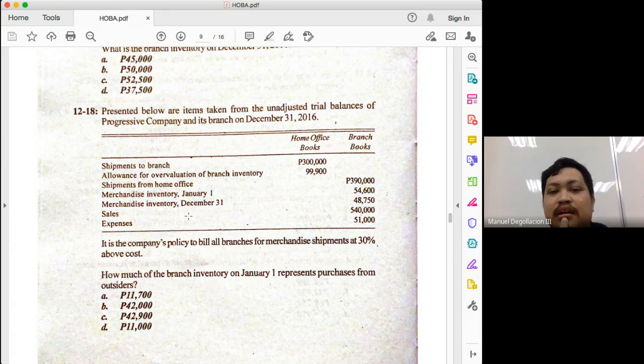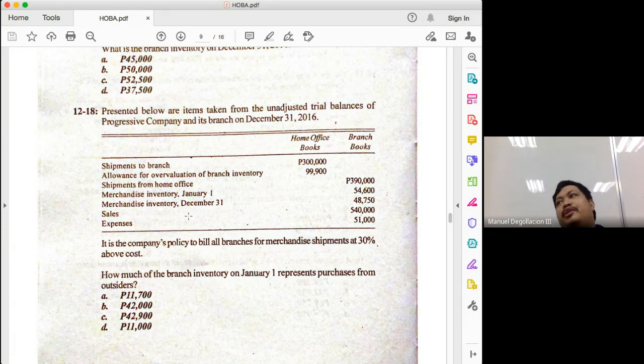So what then does the difference represent, class? The difference represents the markup on the shipments. So how much then is the markup on the shipments, class? How much? It's 90,000. I hope everyone sees that. The difference between 390 and 300. How else can we arrive at the 90,000, class? The first sentence after the table, what does it say? It is the company's policy to bill all branches for merchandise shipments at 30% above cost. How much is 30% of the 300,000? It will give you 90,000. So it makes sense that the shipments from home office is 390,000.